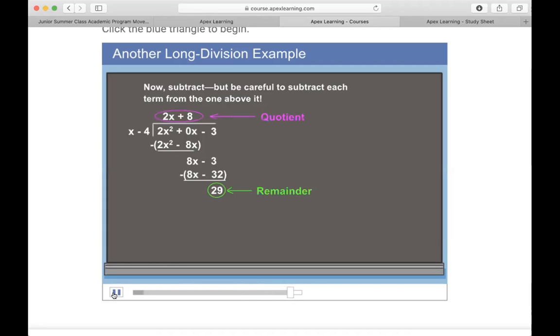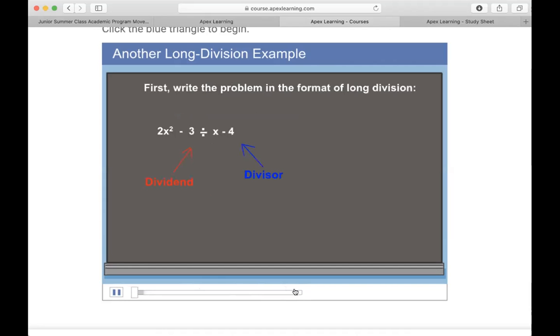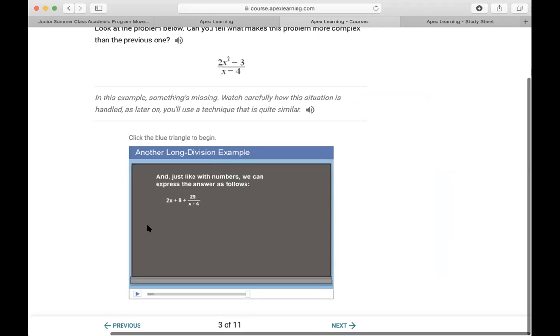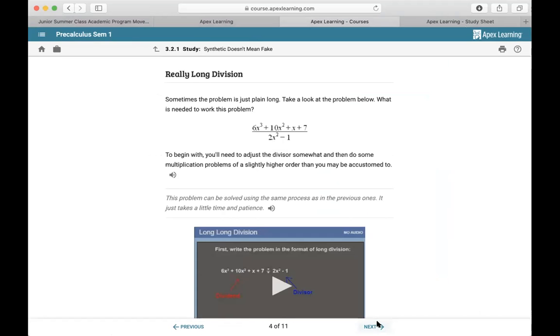So our final expression should look like 2x plus 8 plus 29 over x minus 4. Okay, so again, what made this problem slightly more complex is that we have to put it in standard form there. All right, so that's what you got to check out before you can move forward with the problems.